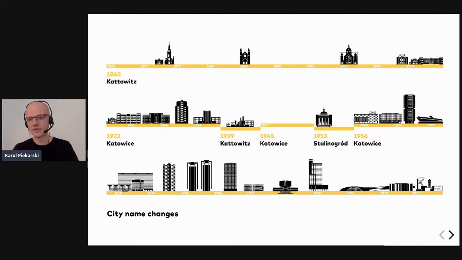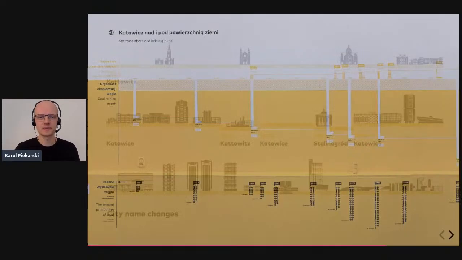So we could have written a story about the political events, wars, different countries that owned Katowice at particular periods, but we decided to do it in a different, more tangible way, just presenting the city names to get people interested in this.